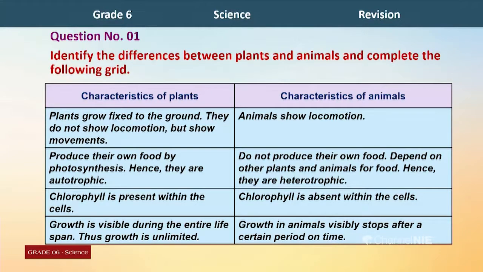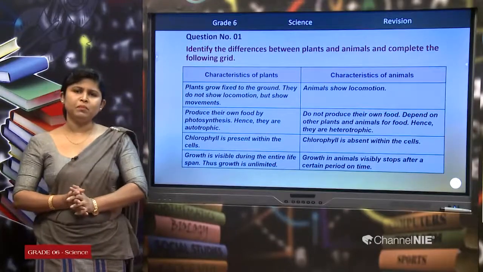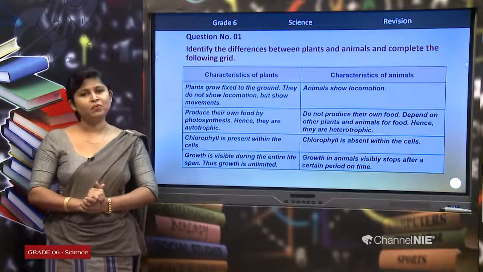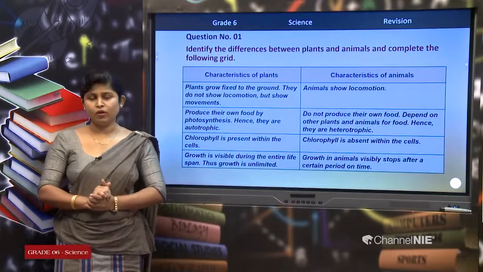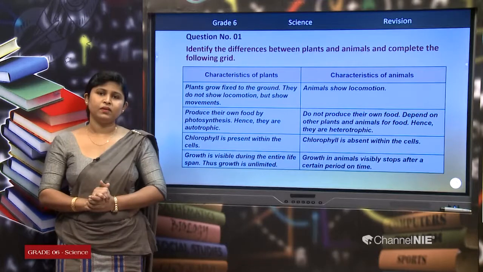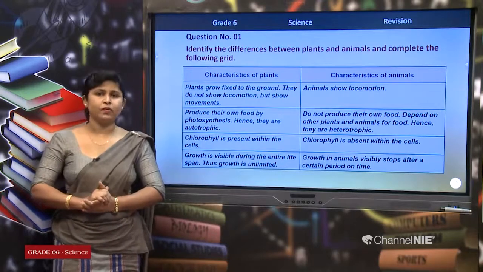Look at the first row. Plants grow fixed to the ground. They do not show locomotion but show movements. Animals show locomotion, right? Once again, let us read it. Plants grow fixed to the ground. They do not show locomotion but show movements. Animals show locomotion. My dear children, so what do you mean by locomotion? What do you mean by movement? Are movement and locomotion the same or not? No, locomotion is different from movement.